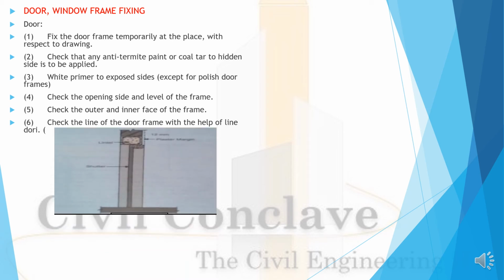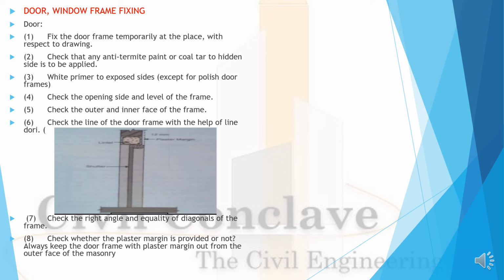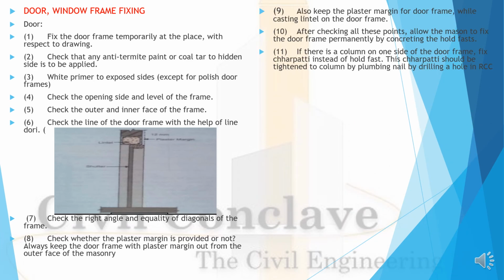See here, you can see how it has been fixed. Check the right angle and equality of diagonals. Check whether the plaster margin is provided or not. Also keep the plaster margin for the door frame while casting the lintel over the door frame. After checking all these points, allow the mason to fix the door.